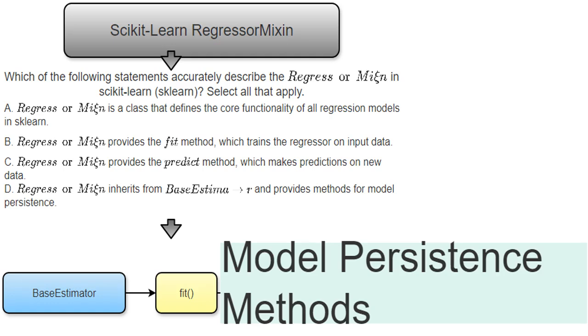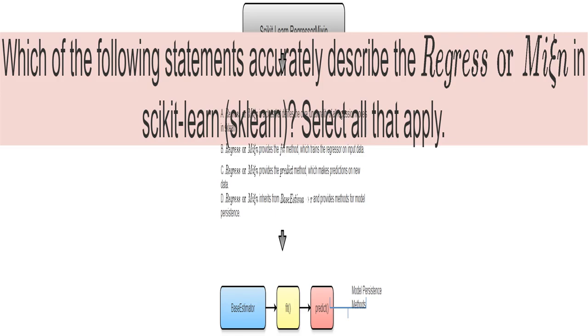These are methods that let you save your trained model to a file and load it later. This is really helpful because it lets you reuse models without retraining, saving computation time. It's like saving your work so you don't have to redo it. This is the main question. It's asking you to identify what actions and capabilities the "RegressorMixin" class offers.